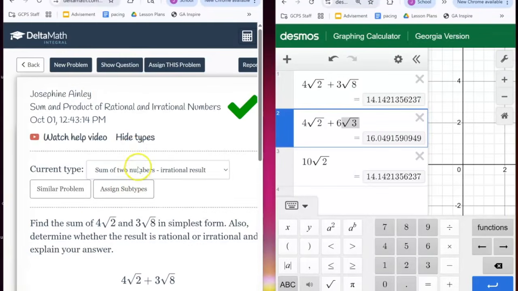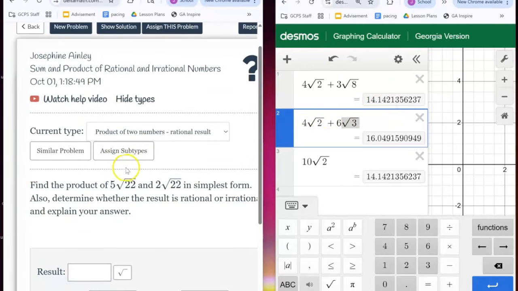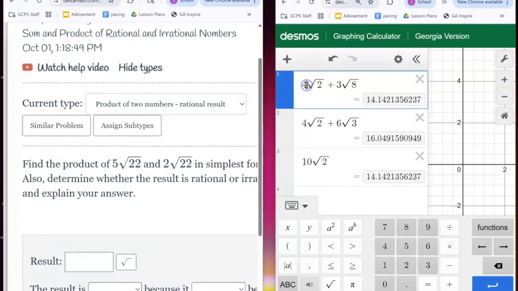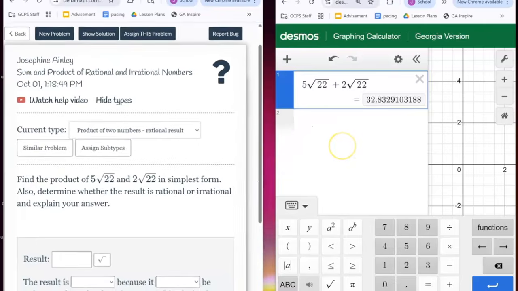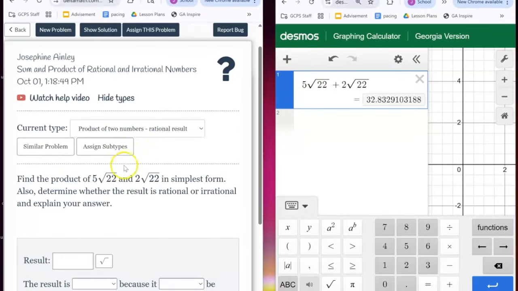All right, so now we're going to look at product. All right, so what does product mean? It means multiply. So what is the product of these two? So type it in. Okay. Double check that you make sure that you did it correctly. All right, and then again, when you're looking at product, oh, I did plus, it's supposed to be multiply. All right, so product is multiplication.